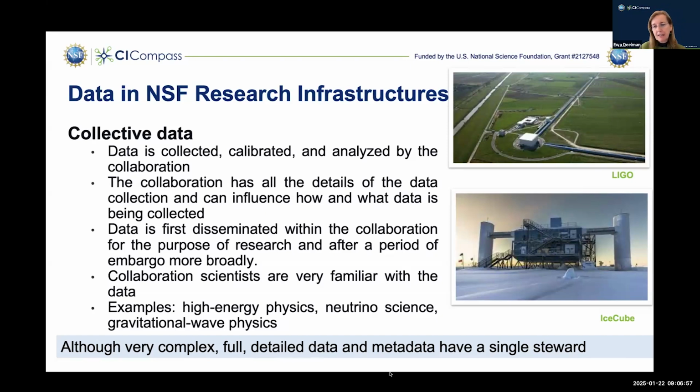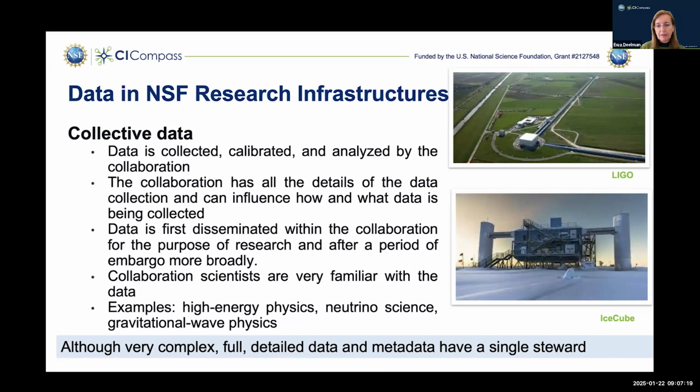The collaboration scientists in this case are very familiar with the data. As I mentioned, they often build their instruments themselves. And so although the data can be very complex, full detailed data and metadata have a single steward, and so the knowledge about what is being captured is known to the community.